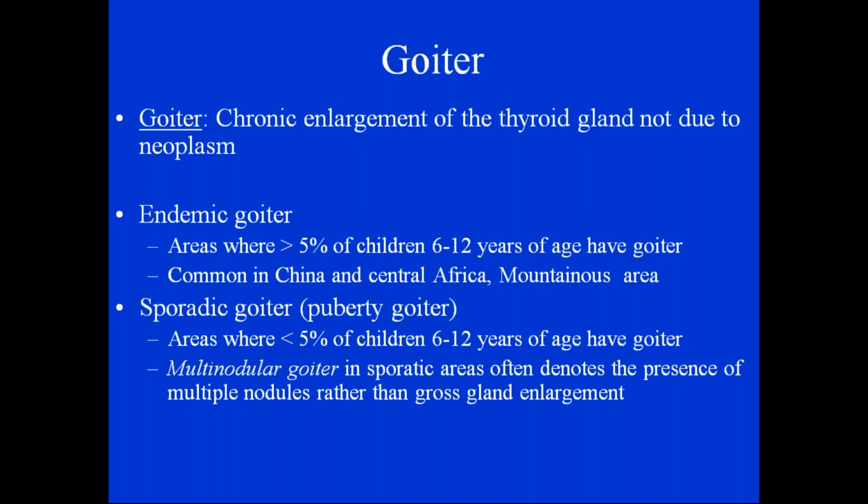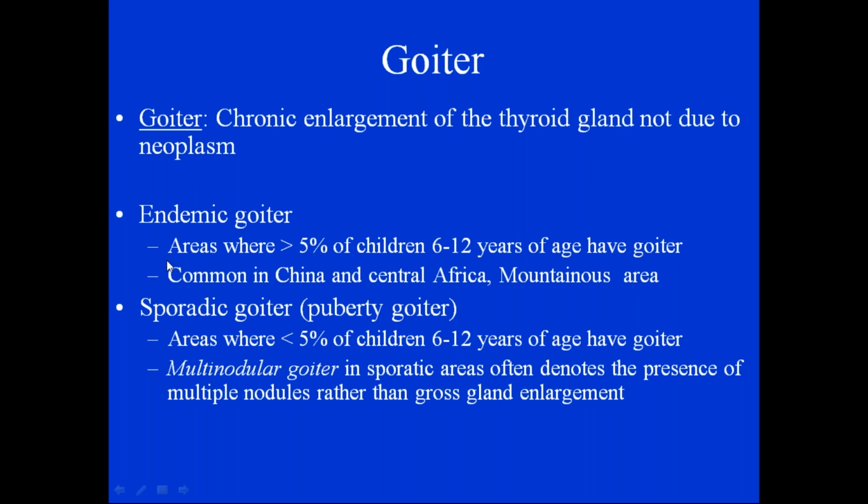Goiter is a chronic enlargement of the thyroid gland, not due to neoplasm. Generally, when we have a cancer or a neoplasm, the gland enlarges. But if this is due to a functional problem, there is no T3 and T4 in the body. The TSH levels are more, but there are no T3 and T4 levels, so the gland itself undergoes hypertrophy or hyperplasia.